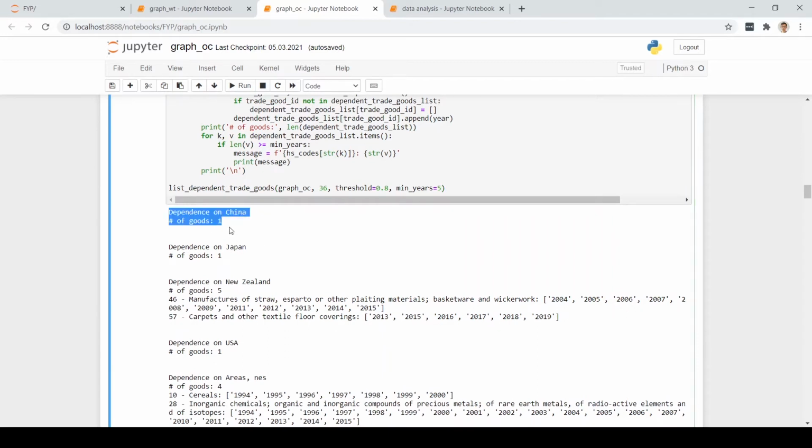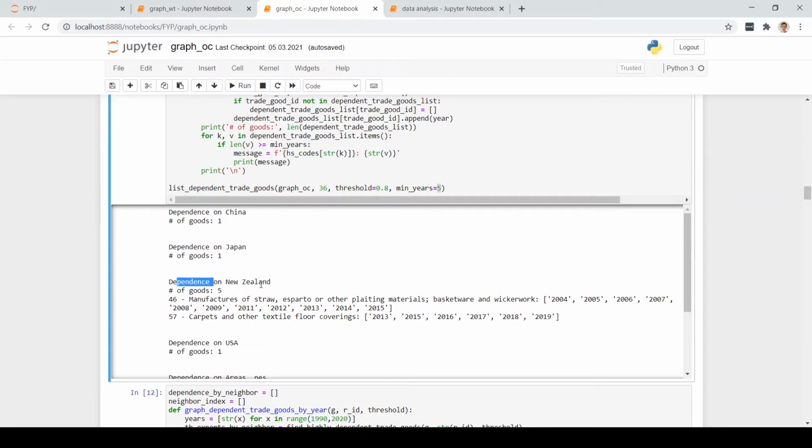Here we see that there is one export good from Australia that is dependent on China, but because it doesn't reach the 5-year limit, it is not dependent for 5 years or more, so it is not displayed. And here we see that there are 5 trade goods from Australia that are dependent on New Zealand, out of which 2 trade goods, which are straw and carpets and other textile coverings, are dependent for more than 5 years.